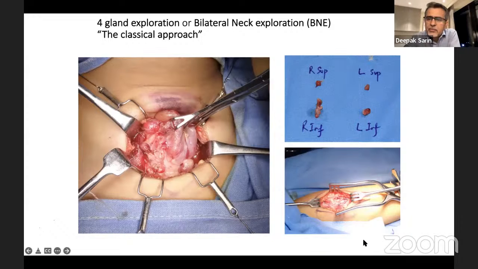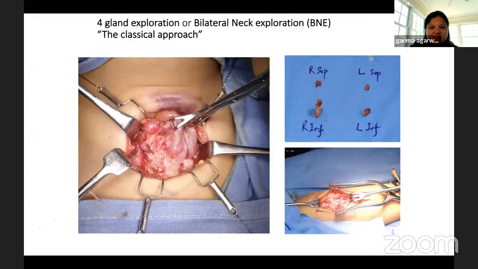Quick word, Garima, your approach and tips if you have to do a bilateral neck exploration for suspected multi-gland disease. I'm talking technical tips. How do you approach the neck? How do you proceed? How do you try to find all four glands? Do you go laterally first, medially later? Do you start around the thyroid? Anything for us surgeons to learn from, a good tip to localize these, because these are challenging operations. Finding all four is a big challenge.